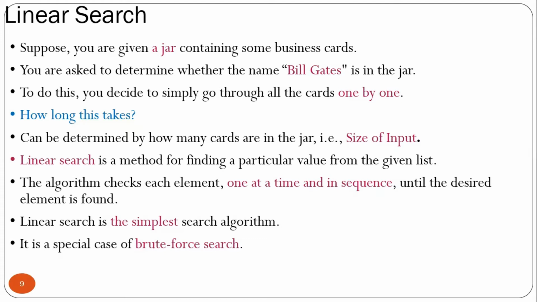Linear search is a method to find a particular value from the given list, and it checks each element one at a time and in a sequence. That means it will check the elements one by one in a sequence until the desired element is found. So linear search is the simplest search algorithm, and it is a special case of brute force search. Brute force search means hit and trial search, direct search, you can say, or the simplest form of search.